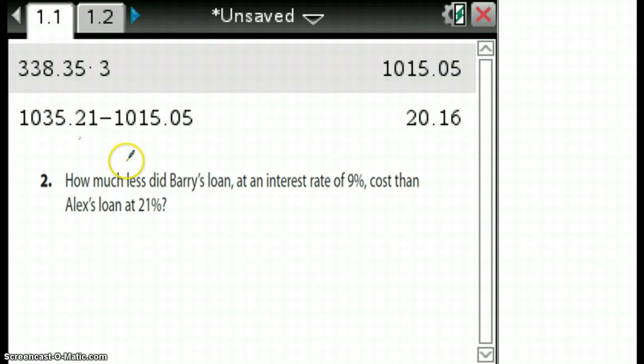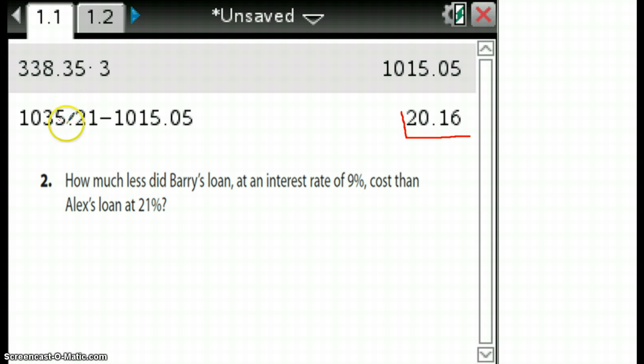Now, question 2 asked us, how much less did Barry's loan at an interest rate of 9% cost than Alex's loan? So we know that Barry's loan was $338.35 times 3 months. That gave us $1,015.05. Now we would subtract that from what Alex spent, which was $1,035.21, and we'll see that Barry's loan cost him $20.16 less than what Alex's loan cost him.